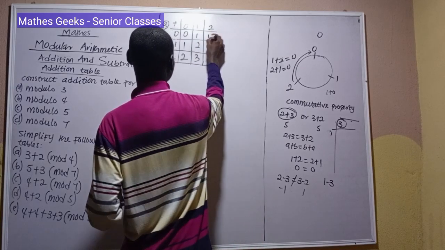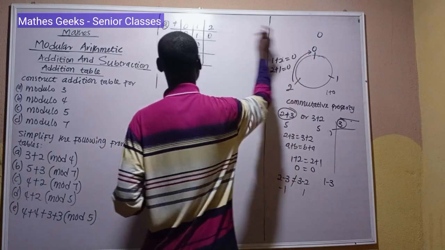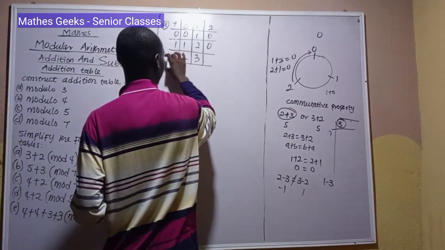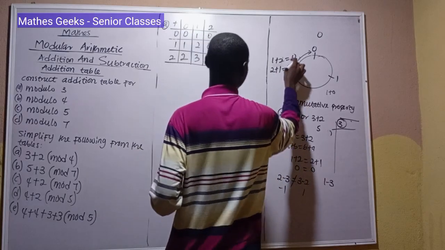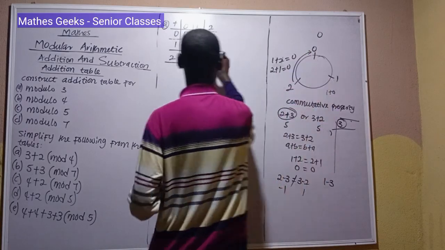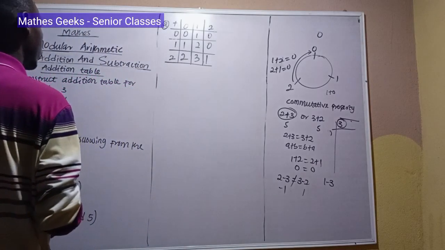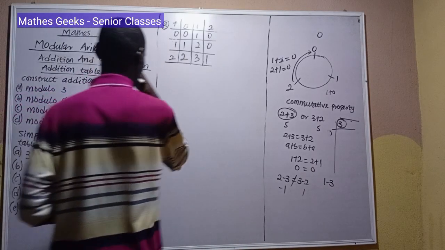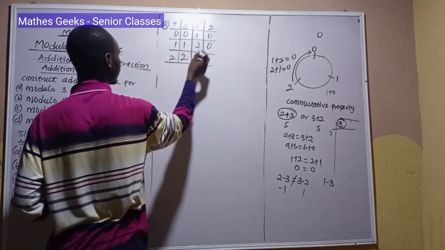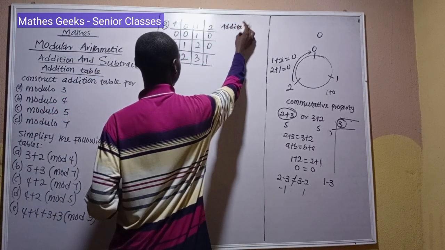2 plus 0 is 2. 2 plus 1 is from 2, move once, you have 0. Then 2 plus 2, from 2, 1, 2. That's 1. So that's the addition table for modulo 3. So we'll call this the addition table.